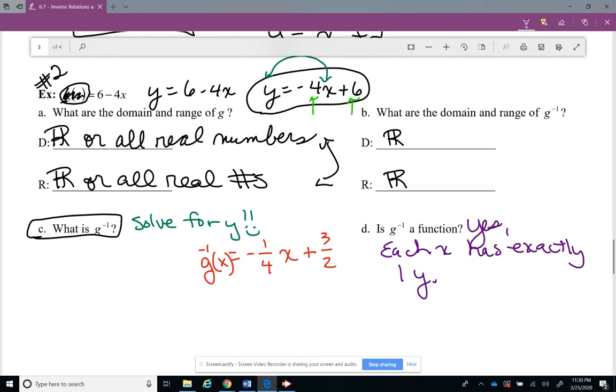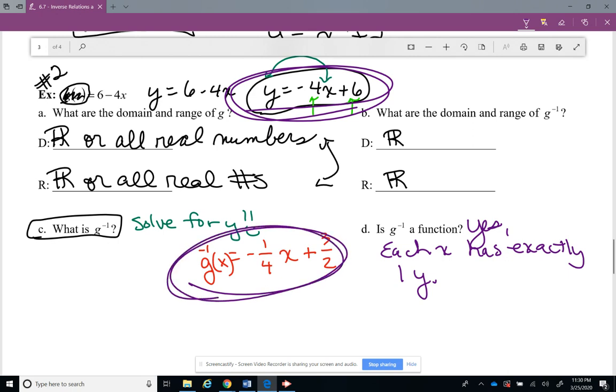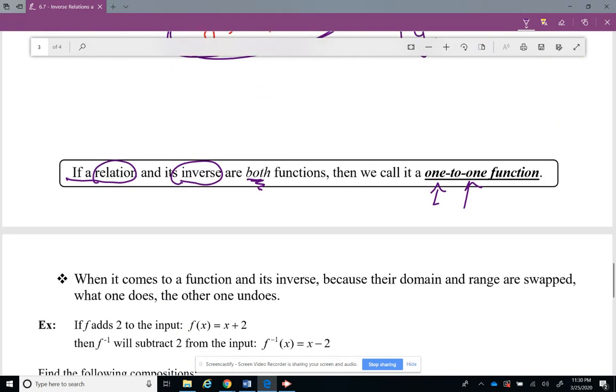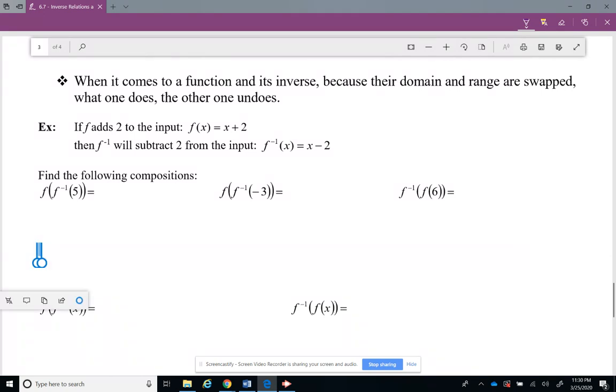All right, let's look at this one that we just did. The first one was y equals mx plus b form, and the second one was y equals mx plus b form. Okay, so they were both linear equations. So they were both functions. So that is also a one-to-one function. Okay? All right, go to the next page. This is our last page of notes for 6-7, and then tomorrow we'll move on to 6-8.